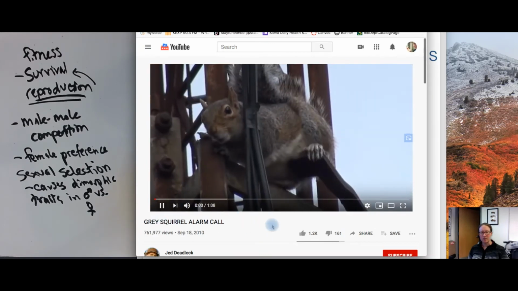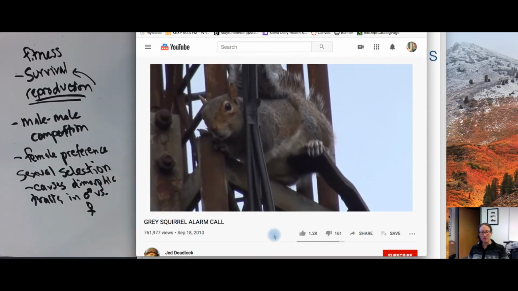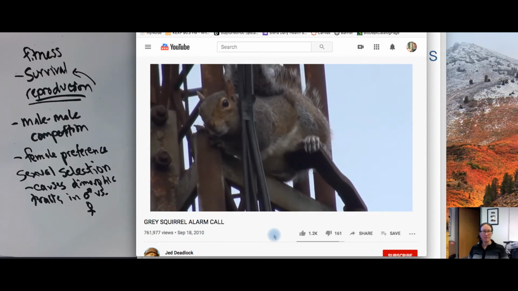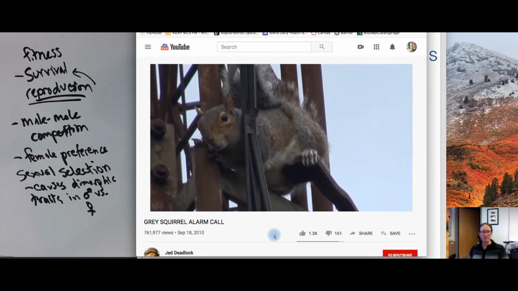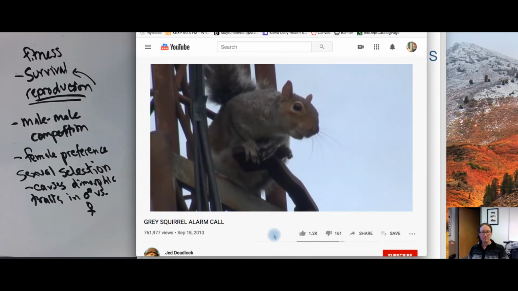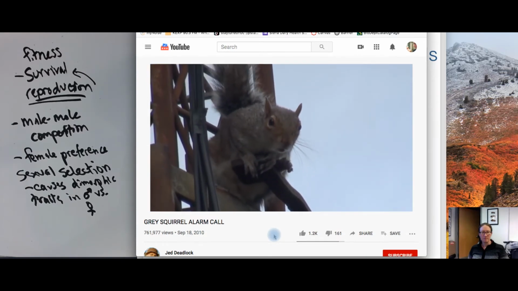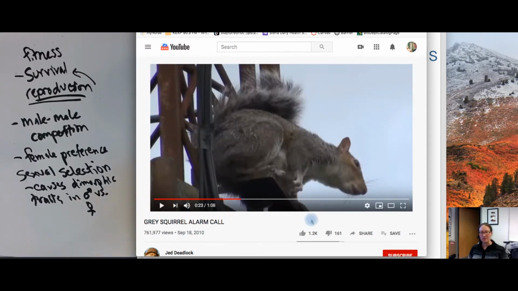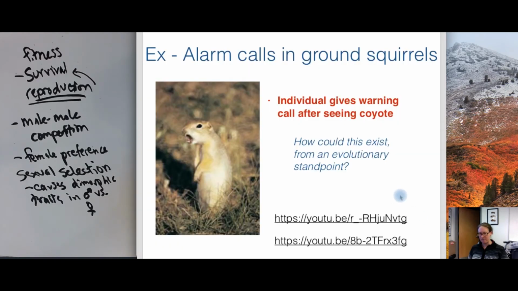And to give you a second example, here's a gray squirrel. Okay, so you may hear squirrels making that noise as you're walking around campus. So my question is, how could that trait exist from an evolutionary standpoint? It seems like a great way for a squirrel to just turn into a snack for the nearest predator. So we'll talk more about how that could occur during lecture.